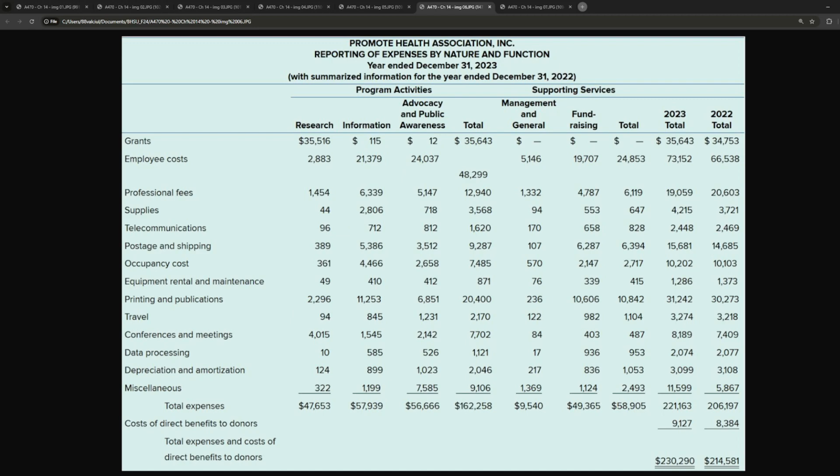Let's see. The ratio is a natural measurement of efficiency. And you can see it's all broken out here. And you can see within each category how they're spending it. And so it's actually a very informative document when they actually break it out as its own financial statement.